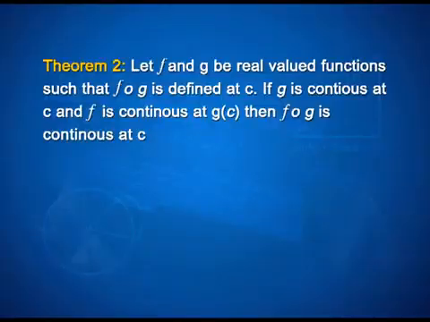We also have an understanding and a result about the composition of two continuous functions. So, if f and g are two real valued functions such that the composition f of g is defined at c, g is continuous at c, f is continuous at g of c, then we say that f of g is continuous at c. Another very important understanding is what do we mean by continuity over the entire domain, because our earlier definition was about continuity at a particular point.